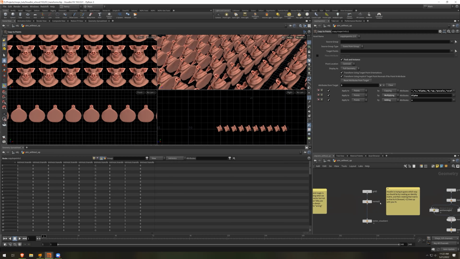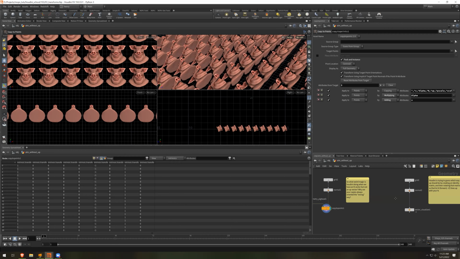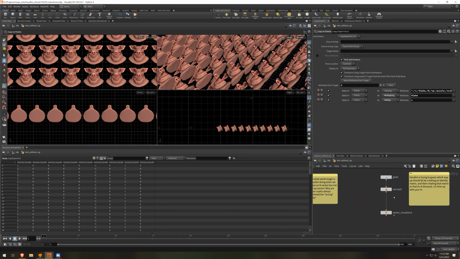What's happening is that Houdini is trying to guess internally because you're only giving it an N attribute. It has no up vector. And so what it's doing is trying to guess at what that means. Like what's up? It has no idea. And so it's trying to take an educated guess.